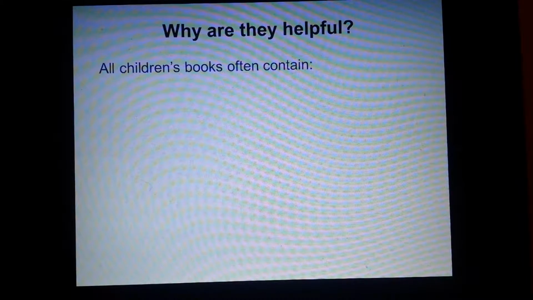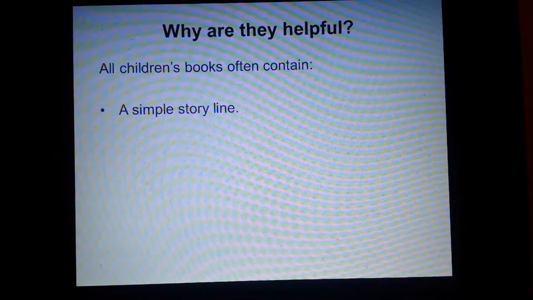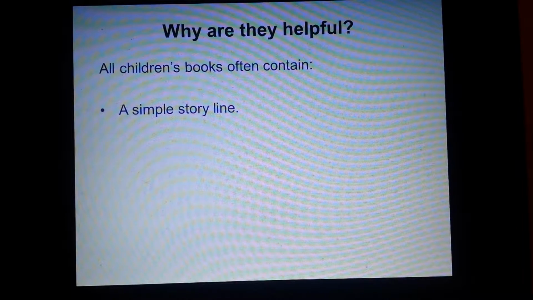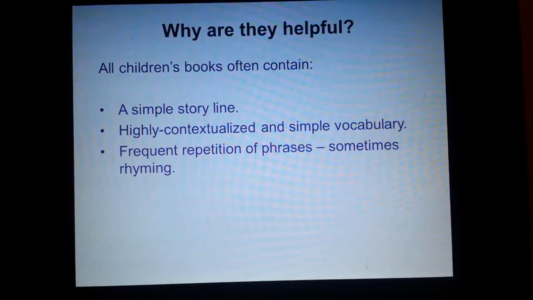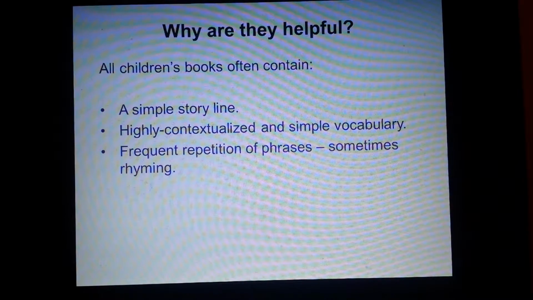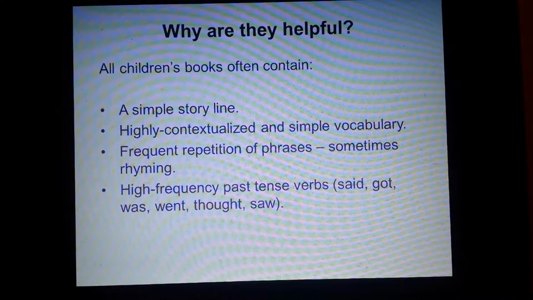So, let's first talk briefly about why they're helpful. Children's books often contain a simple storyline, with a beginning, middle, and end, so this helps us follow a story and maintain our interest. They mostly contain highly contextualized and simple vocabulary. Repetition. High-frequency past tense verbs, such as said, got, was, went, thought, saw. And there are usually extensive visuals.